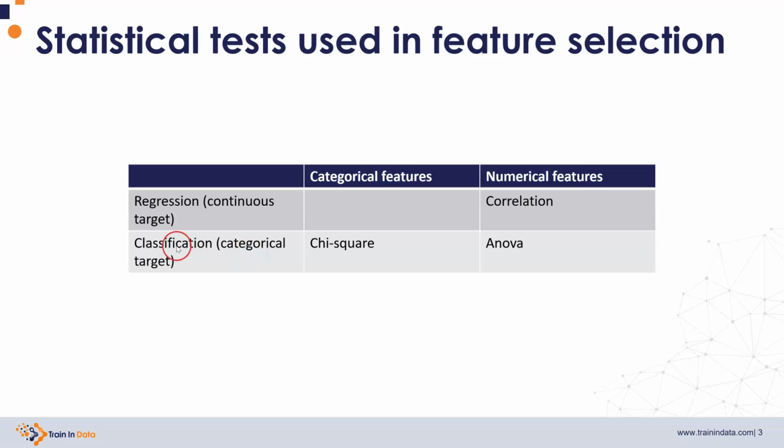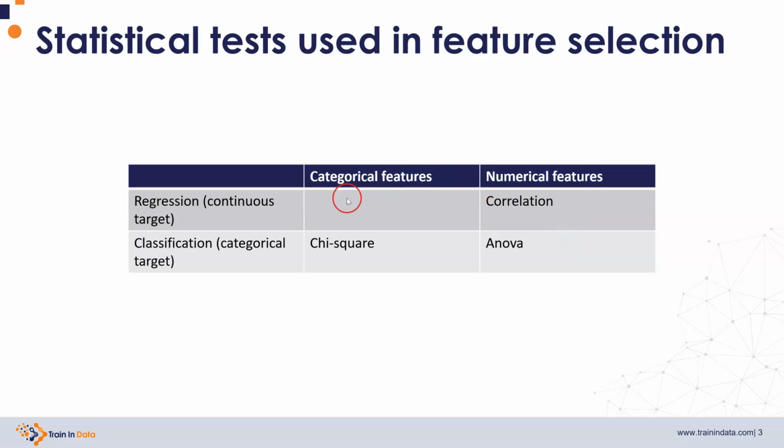Now, if the target is categorical and the features are continuous, then we need to use ANOVA, because ANOVA is a method that is able to compare the distributions of features across the different categories of the target. Now, if both the numerical features and the target are continuous, then we examine the feature relevance by using correlation.